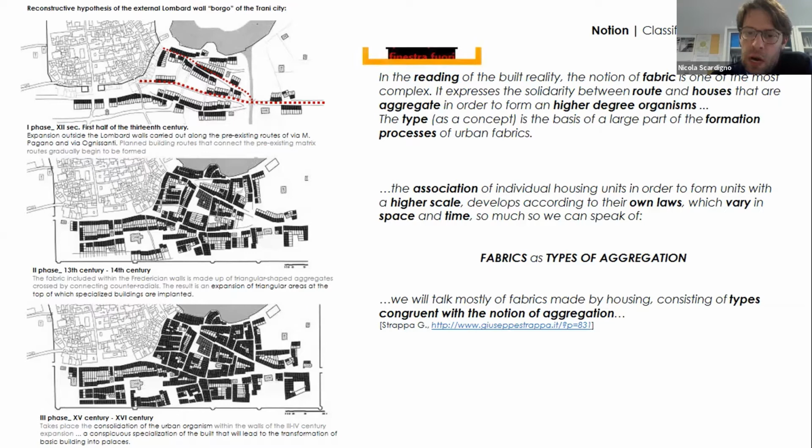In that regard, on the left-hand side of that slide, we can see the reconstructive hypothesis of the external aggregation of the Lombard wall of Trani city, work made by Professor Giuseppe Strappa and Professor Matteo Ieva around 2000 at the Polytechnic of Bari, where we can see from the first phase the aggregation of single units along the already existing routes. Then the second phase, the expansion of triangular areas at the top of which specialized buildings are implanted. And the third phase sees the consolidation of the urban organism with the specialization of the buildings that will lead to the transformation of basic buildings into palaces.